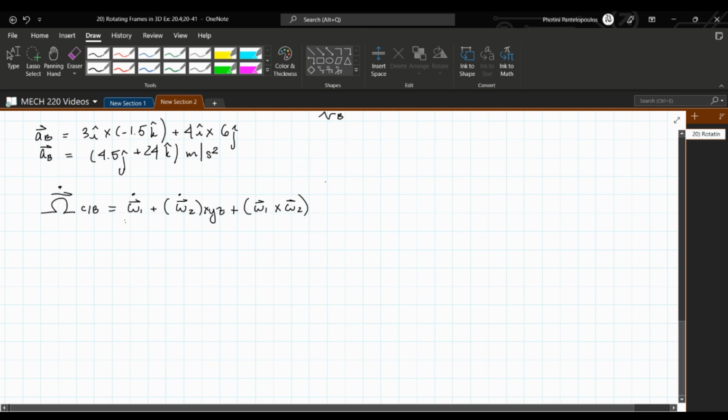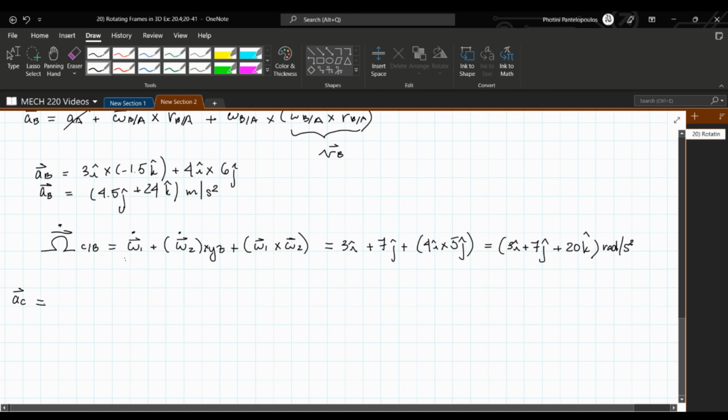We're just going to plug in those values as they were given to us in the problem. So if you compute the cross product, you will get that the angular acceleration of C with respect to B is 3i hat plus 7j hat plus 20k hat rad per second squared.